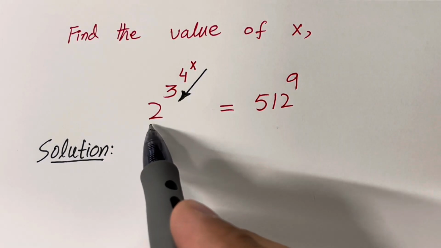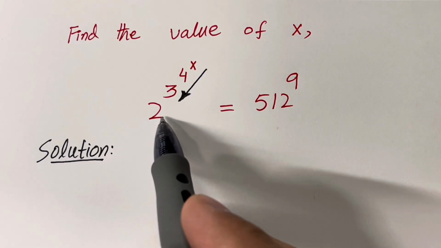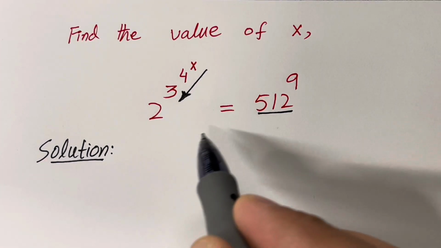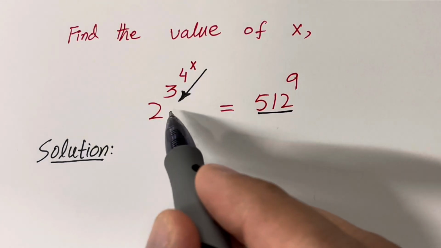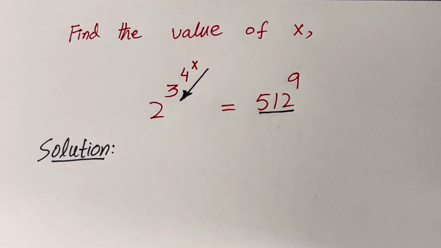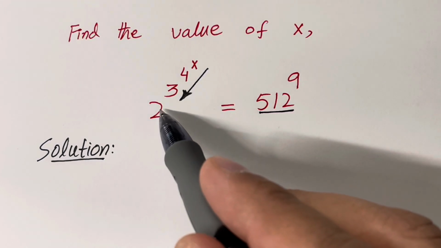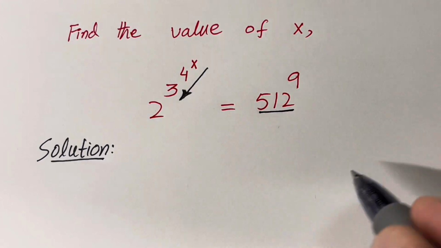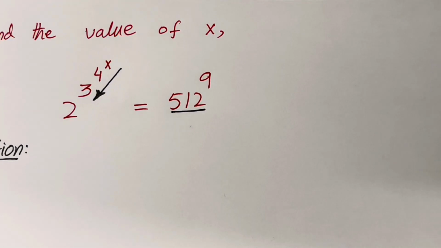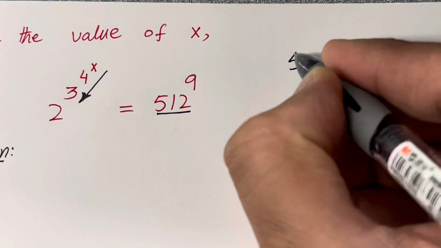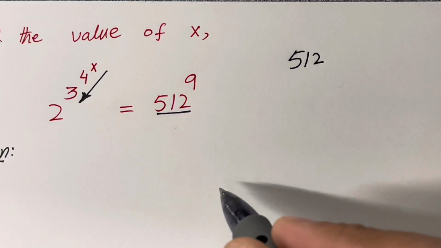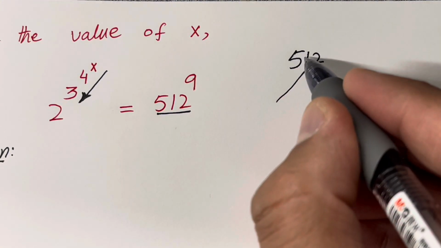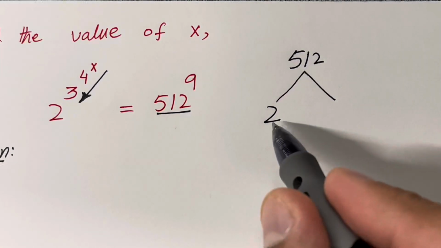So if you look at the left hand side of this equation, we have 2 here. First of all, we would like to write 512 as powers of 2. So how can we write 512 in terms of powers of 2? Let's make a tree diagram for 512.